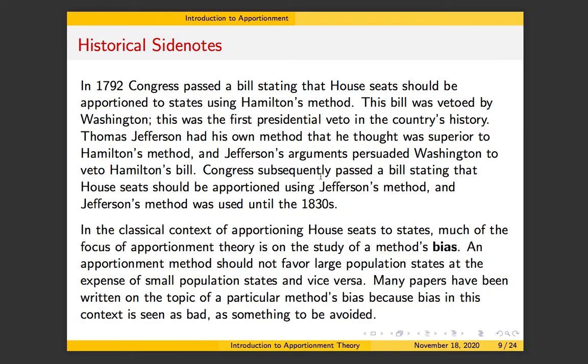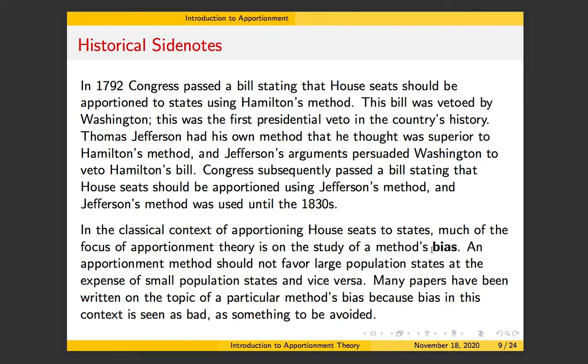Okay, this is also a classical stuff, by the way, right? Dates back to the 1800s, 1792. In this classical context of apportioning House seats to states, much of the literature is focused on what's called the bias of a method. So when you're allocating House seats to states, it's best if you don't favor large population states over small population states, or vice versa.